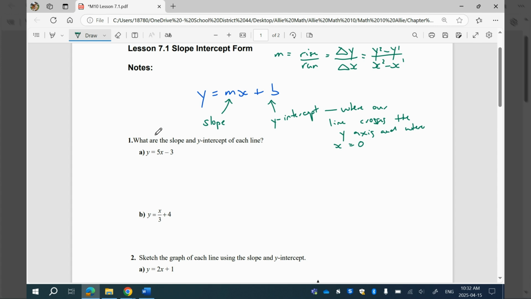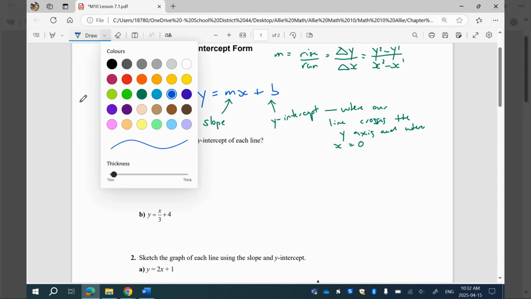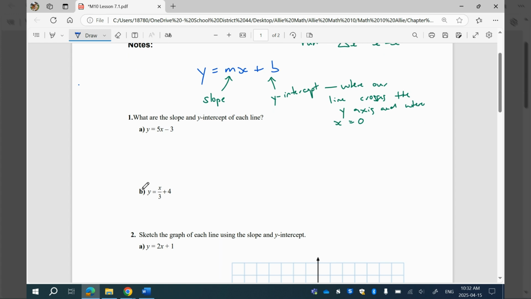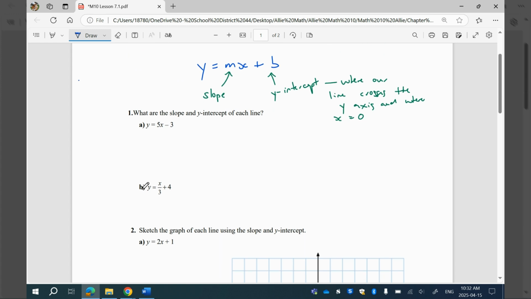Okay, I'll give you a second for that, and then let's do a couple of examples. So what are the slope and y-intercept of each line? Okay, so in our version, right here, the slope is the one that's before the x. So the slope equals 5. And the y-intercept, that b part, is -3.